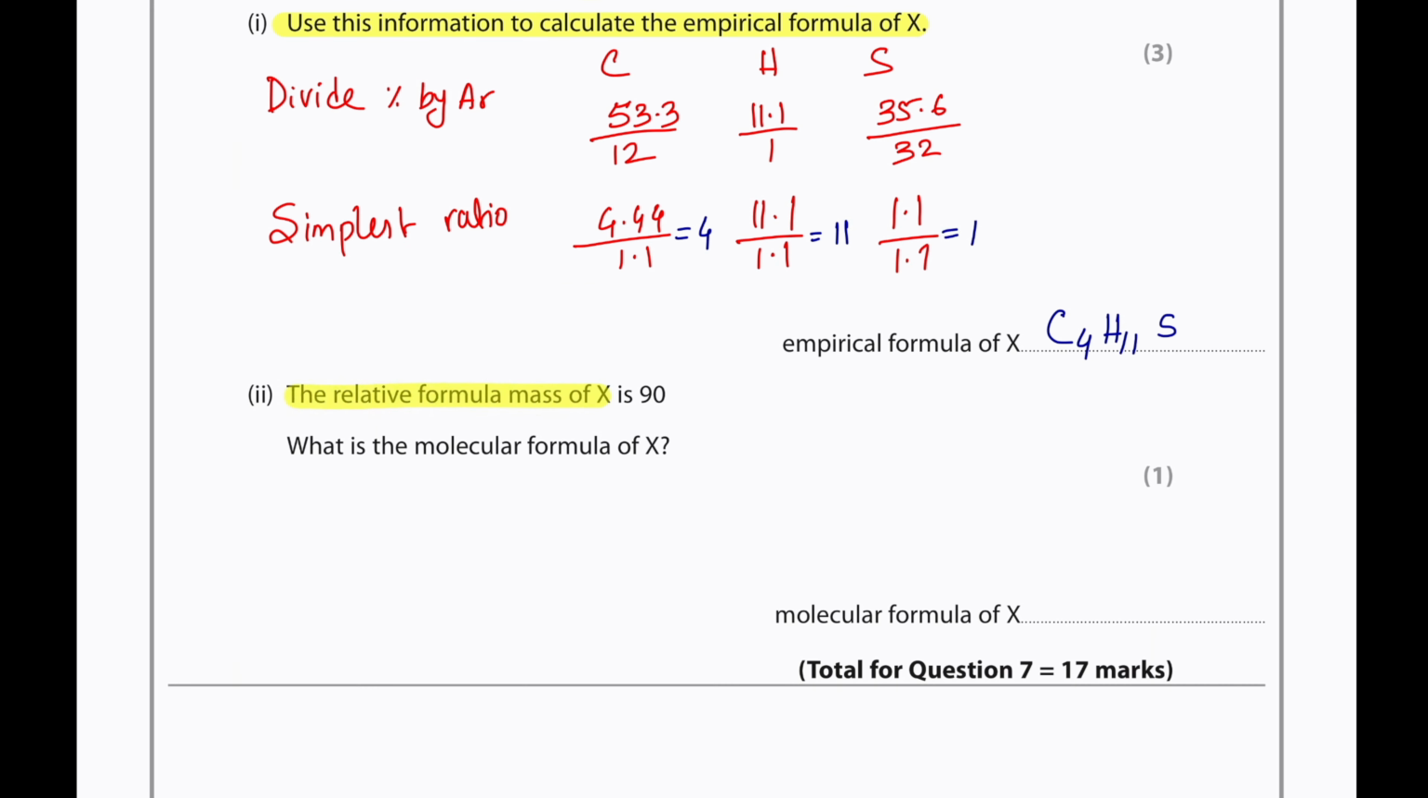The relative formula mass of X is 90. What is the molecular formula of X? To do this, first of all, we're going to find the Mr of the empirical formula. Then we are going to compare the relative formula mass and the empirical formula mass in terms of ratio, and then we will be able to find the molecular formula. Since the empirical formula mass and the relative formula mass are the same, the molecular formula will be the same.